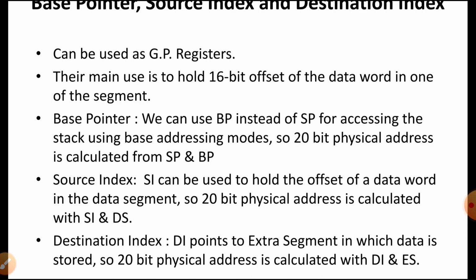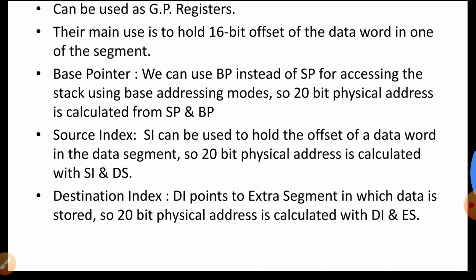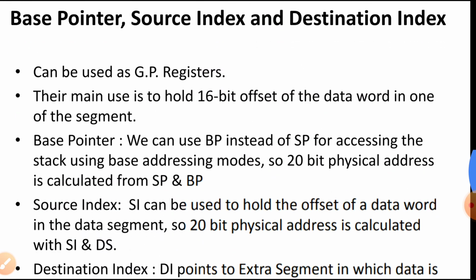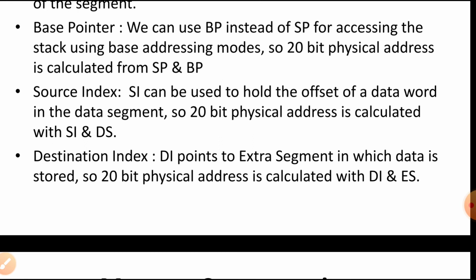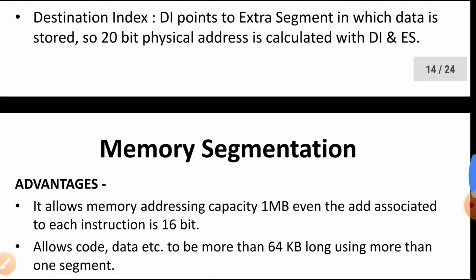So, the 20-bit physical address is calculated with the help of SP and BP. BP can be used instead of SP. Source index can also be used to hold the offset of a data word in a data segment, so the 20-bit physical address is calculated with the help of source index and the data segment. And destination index points to the extra segment in which the data is stored, so the physical address is calculated with the destination index and the extra segment.